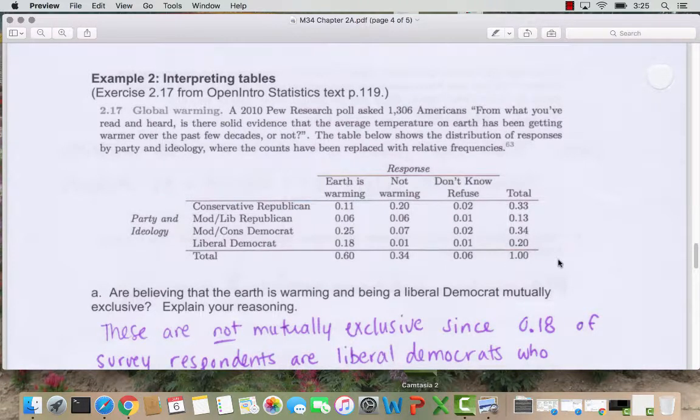So anytime we're working with proportions, we want to make sure that the table total is 1. And similarly, you can check all of the row totals add up to 1, and all of the column totals also add up to 1.